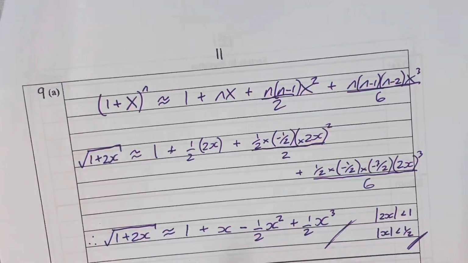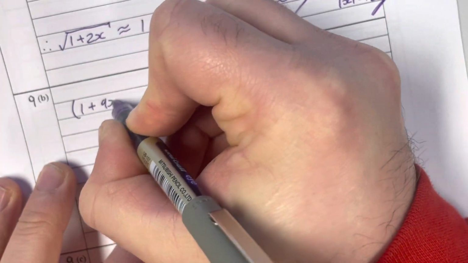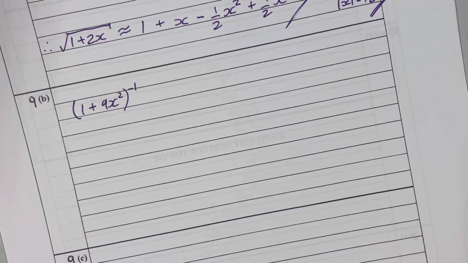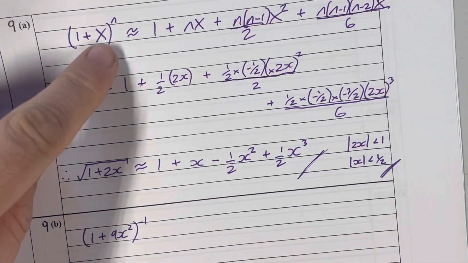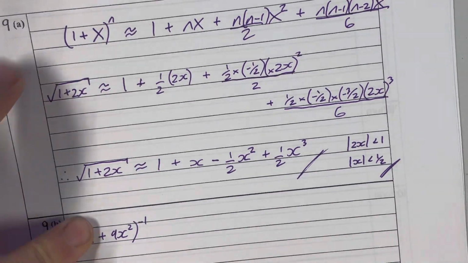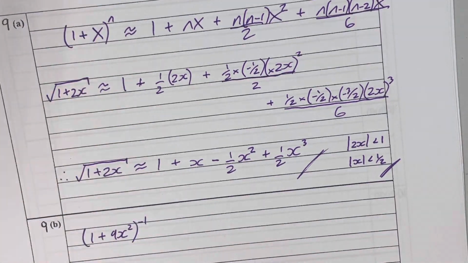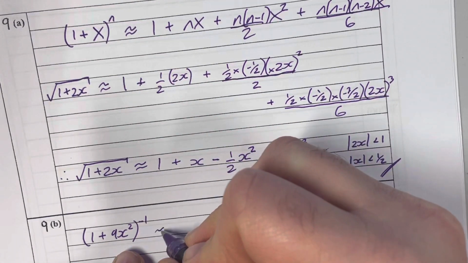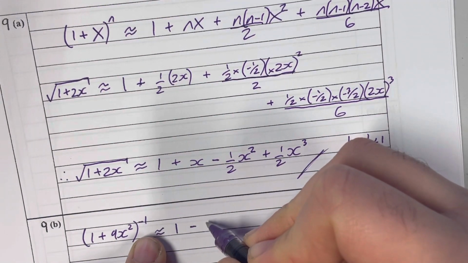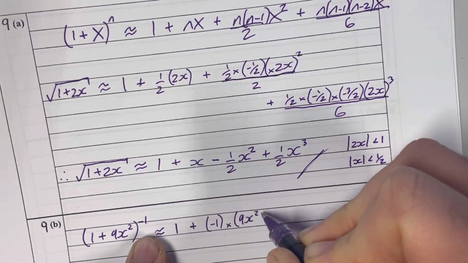So for part B, I'm going to say 1 plus 9x squared, all to the minus 1. In this case, using the formula above, n is minus 1 and capital X is 9x squared. I've still got a 1 here, so the expansion formula is still valid. I can still use it. 1 plus nx, so n is minus 1, times x, which is 9x squared.